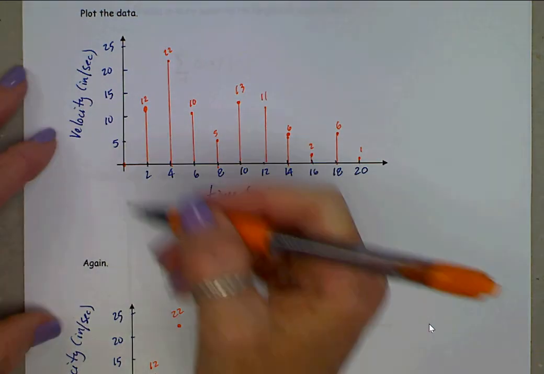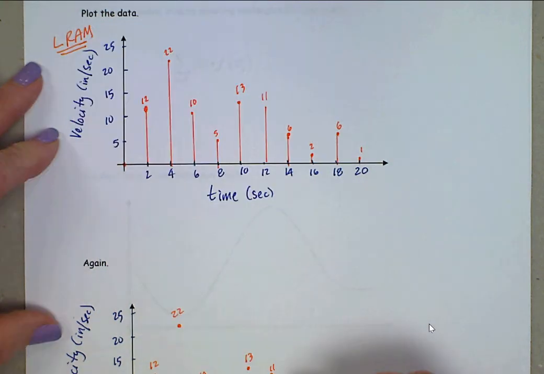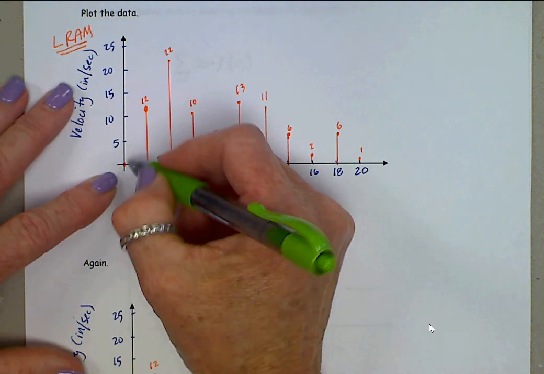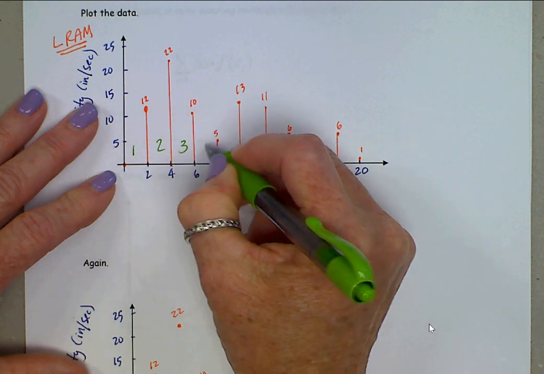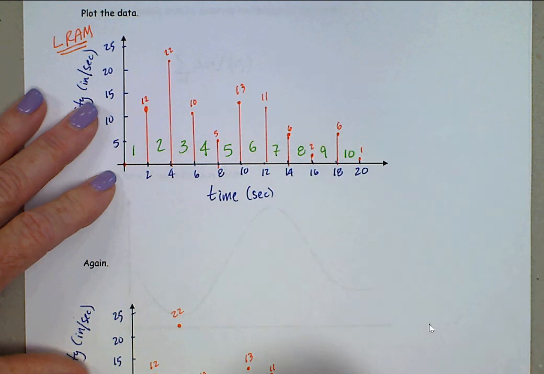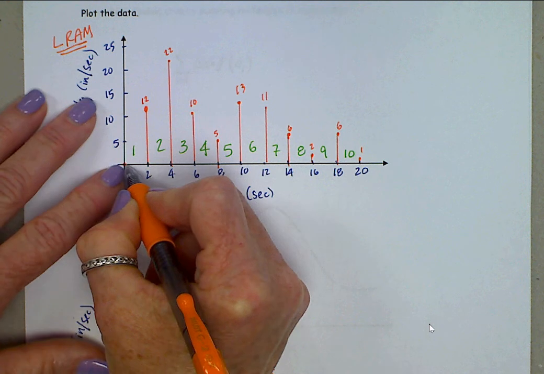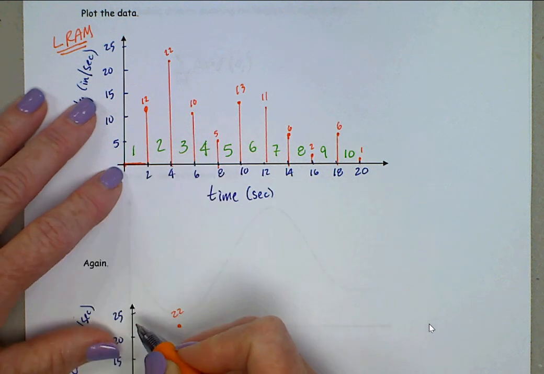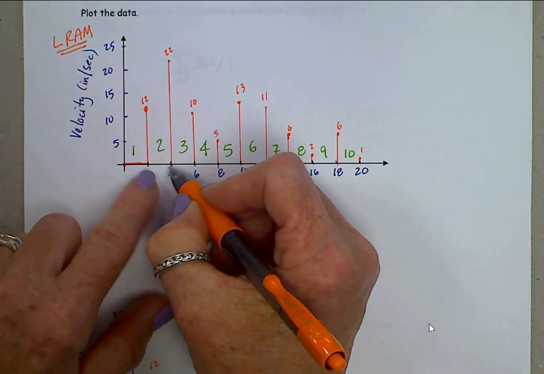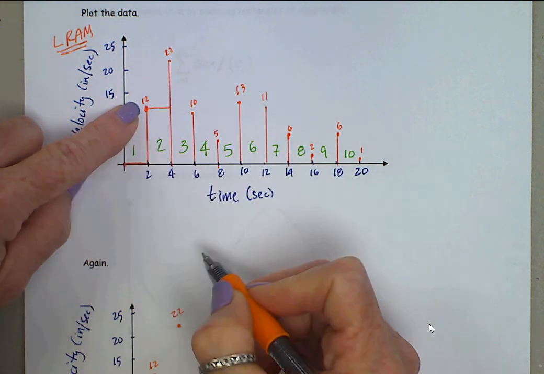All right, this first time through, we were to use LRAM, which means that we want to use left-hand heights. So again, I like to number my sections. And for this first section, the height is the left-hand side, right there. So 0 height on that first rectangle. Second rectangle, the left-hand side is this one. That will be the height of the second rectangle.